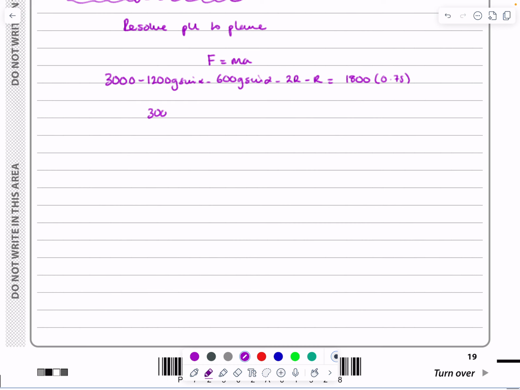This is 3,000 minus, or sine alpha is a 12th, isn't it? So let's just do a little bit, but not too much here. That's a 12th.